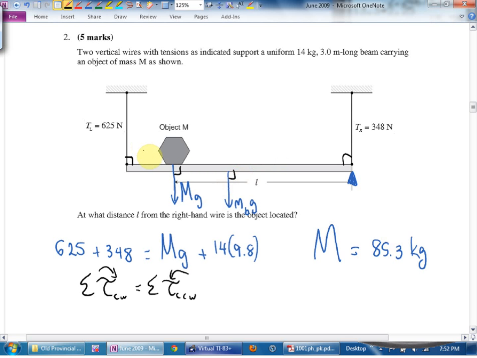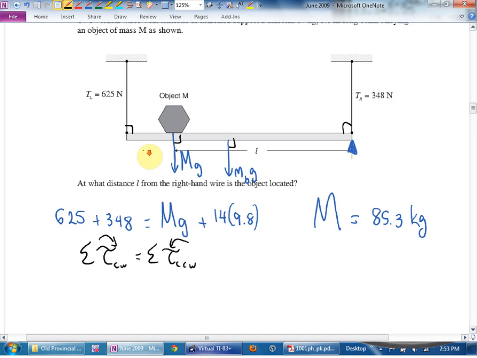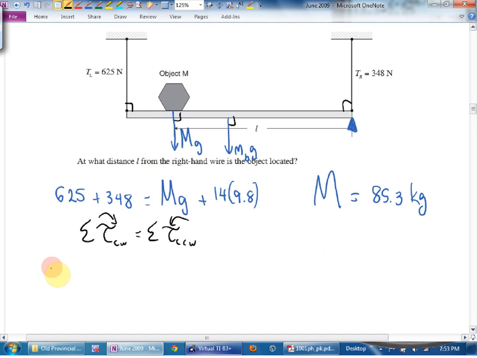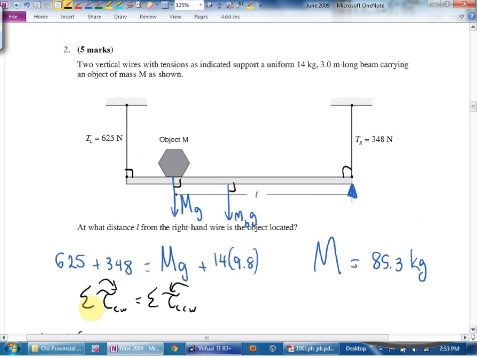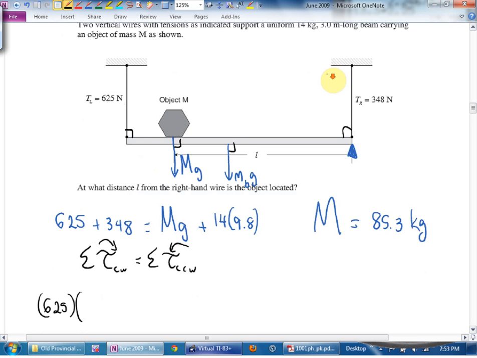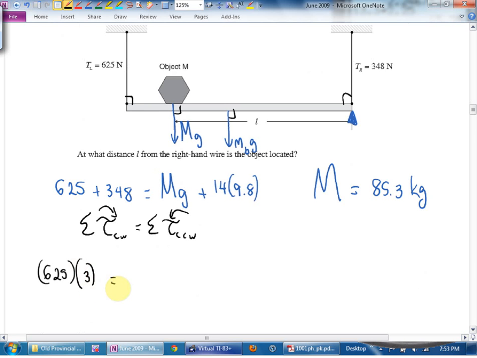So the only clockwise torque is 625 times its distance from the pivot, 3. And that equals... There are two counterclockwise torques. This one and this one. 85.3 times 9.8 times the mystery distance from the pivot, plus 14 times 9.8 times, how far is the mass of the beam from the pivot? 1.5, center of mass.